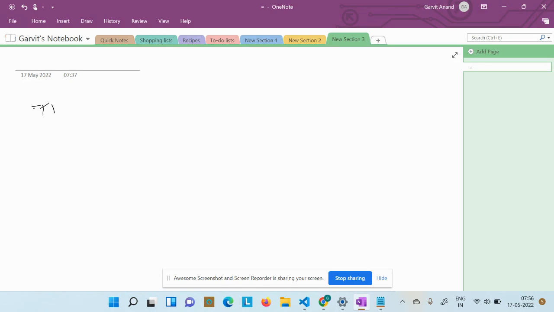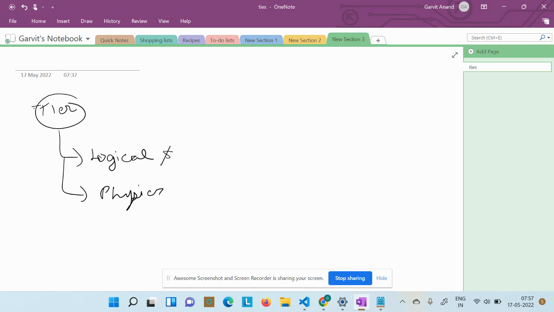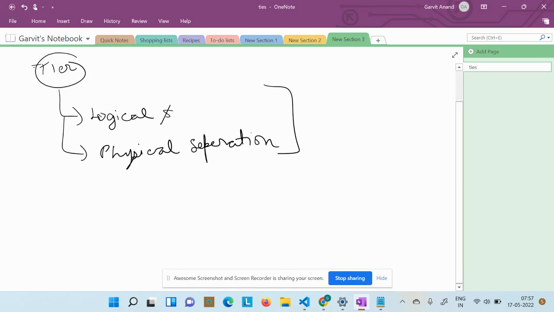So we have a tier, and what basically does tier mean? Tier means the logical and physical separation of the components that are used in the architecture. So it's not at the code level I'm talking about. We are talking at the component level.